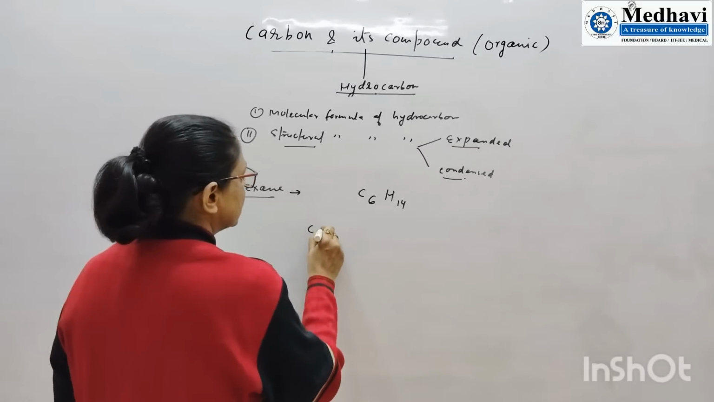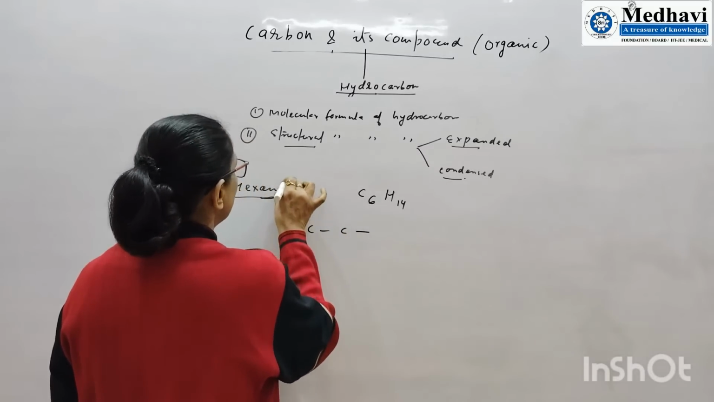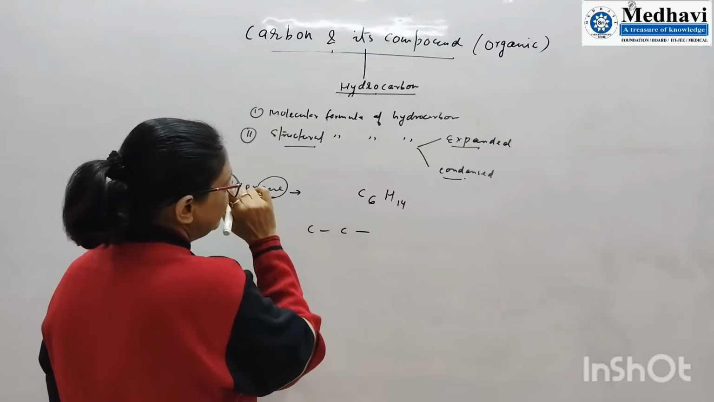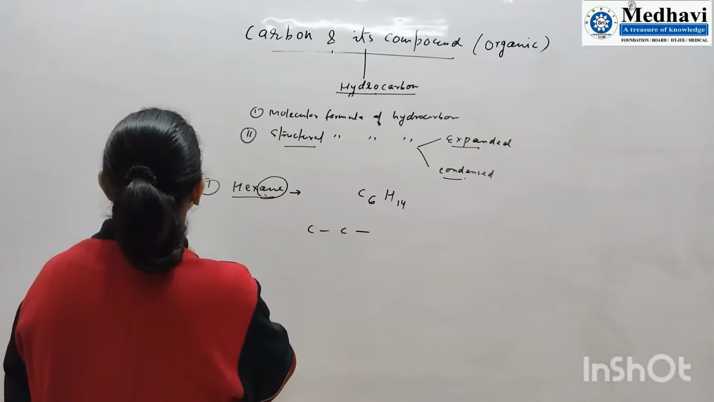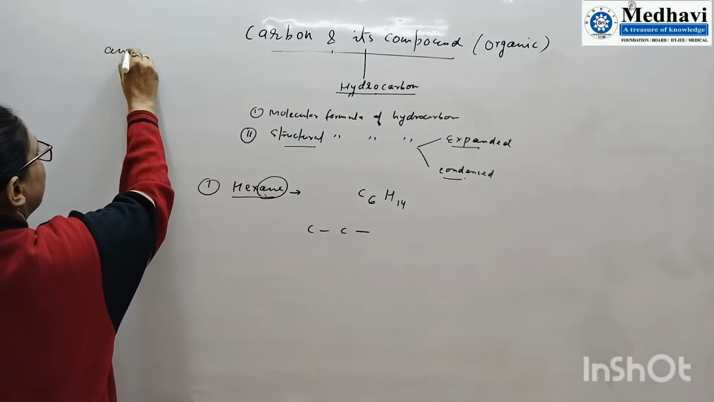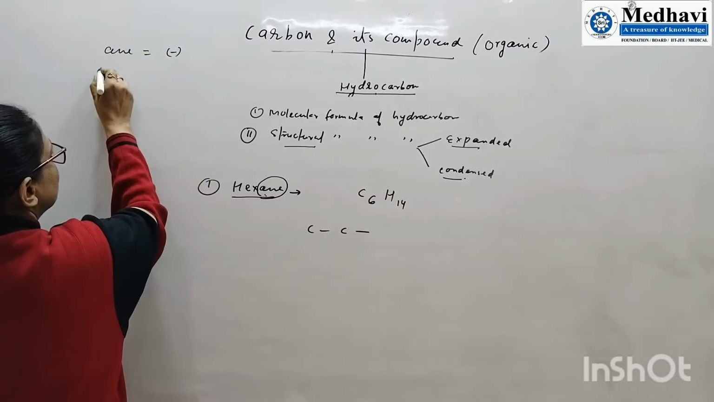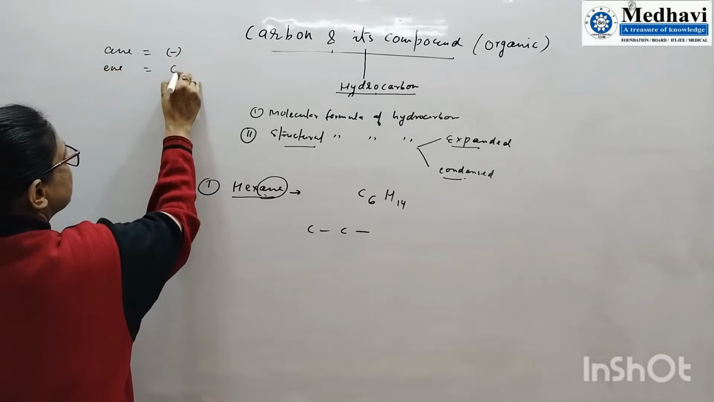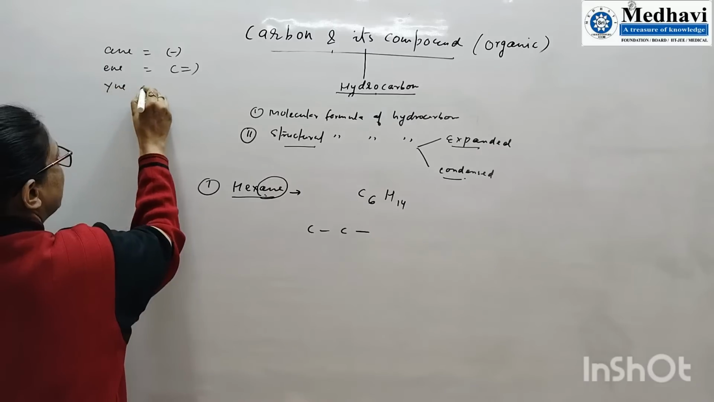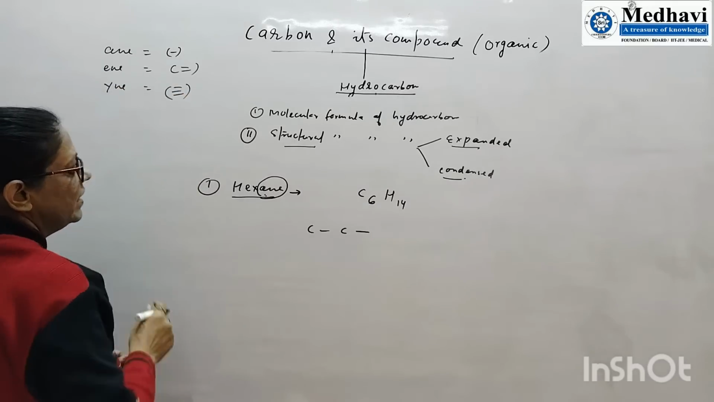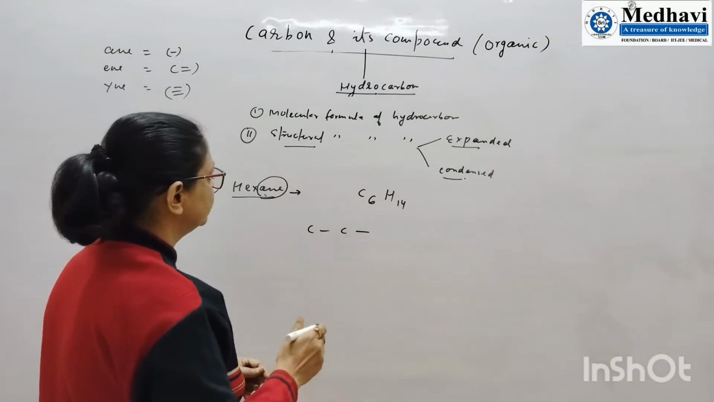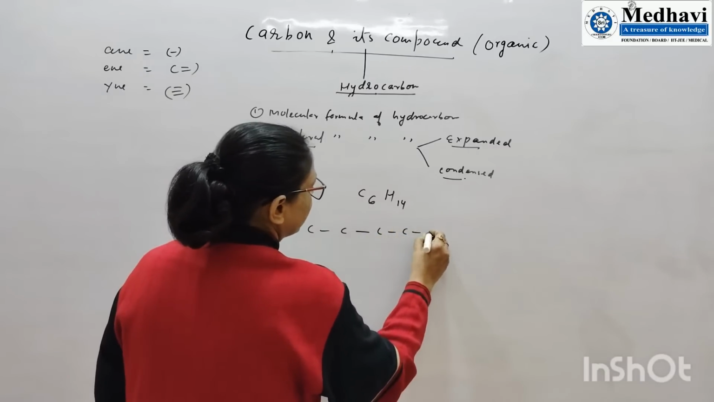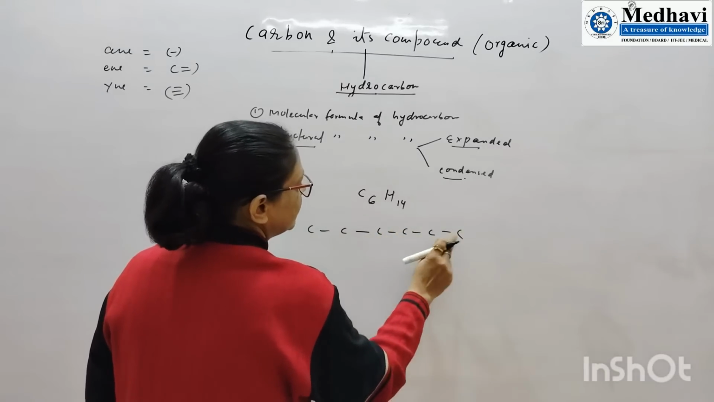To make its structural formula, we will look at this part, ane. Here ane means single bond. That is a very, very important piece of information. Remember, ane means a single bond between two carbon atoms. Ene means a double bond between two carbon atoms, and yne means a triple bond between two carbon atoms. So here we have carbons 1, 2, 3, 4, 5, 6.